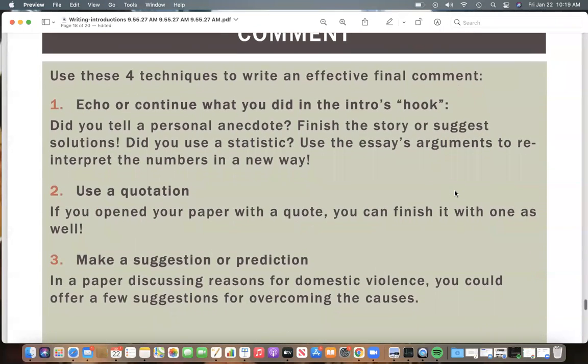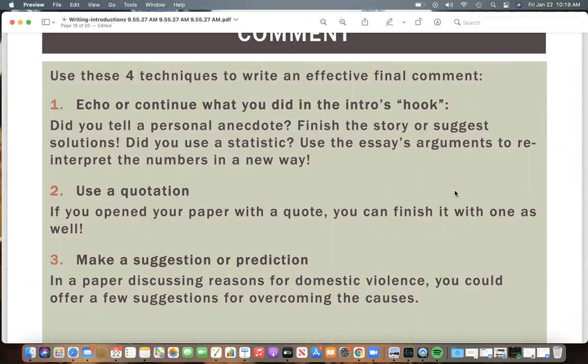So there's a few techniques that you can do to kind of end your essay. You can echo or continue what you did in the intro's hook. Like if you start out with a personal anecdote, you can finish the story or suggest solutions. Like the one with the Christmas lights, maybe at the end, they want to come back and make some other kind of connection to that Christmas fiasco that they had.